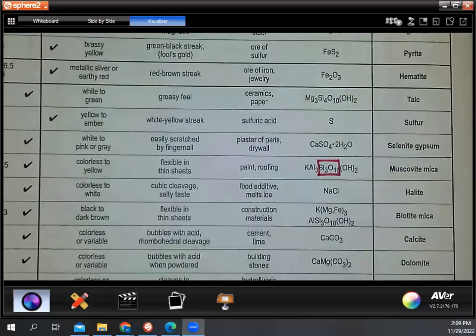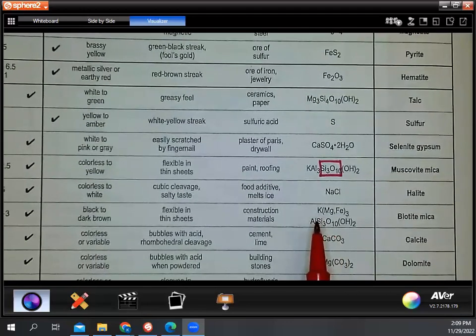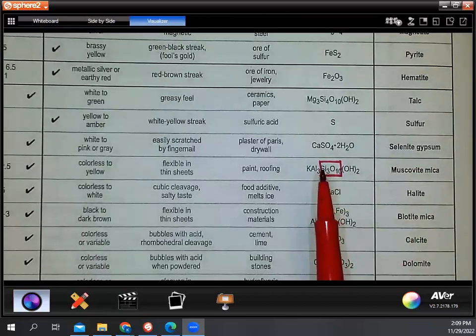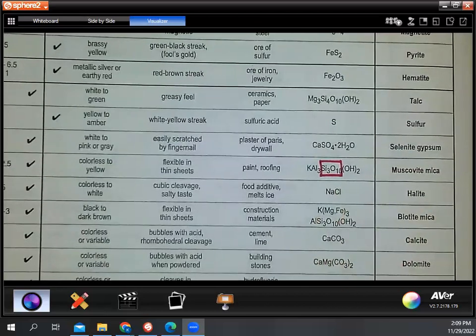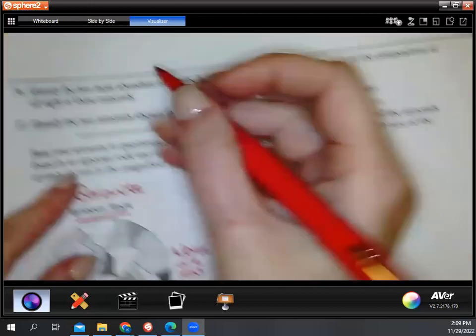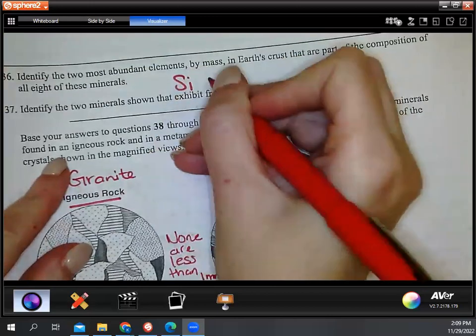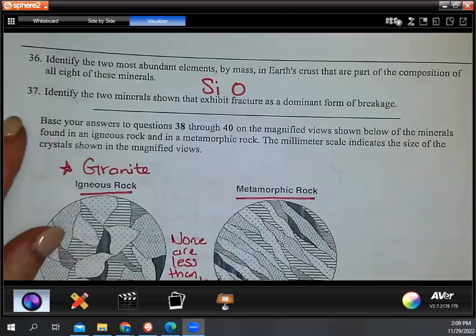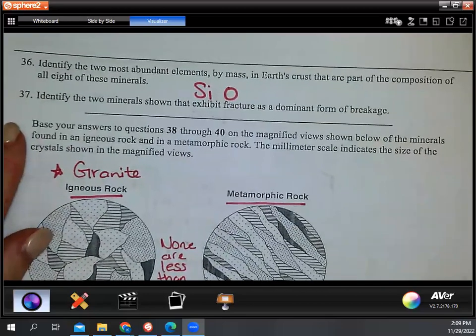So biotite mica, for instance, it has oxygen, it has silicon. Muscovite mica, it has oxygen, it has silicon. I go through for all of them. On all of them, I see the chemical formula or symbol, which is Si and O. So there's my answer for 36.